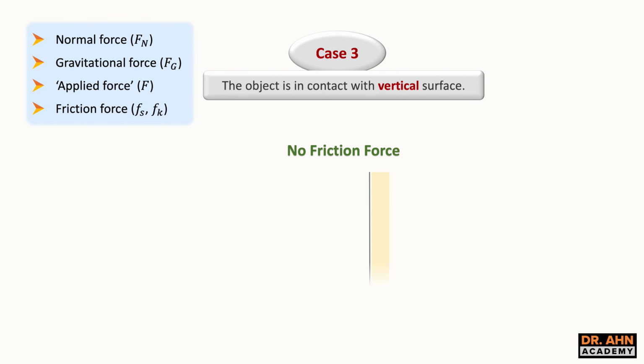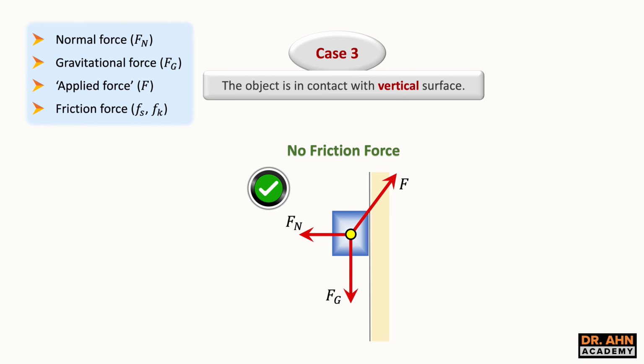And let's move on to case number 3. Let's think about a case where the object is pushed against a vertical wall. First, on a frictionless wall, so no friction force involved, there's always this gravitational force. And let's suppose we're pushing the object like this, then there will be a corresponding normal force like this, which is perpendicular to the surface that it is in contact with.